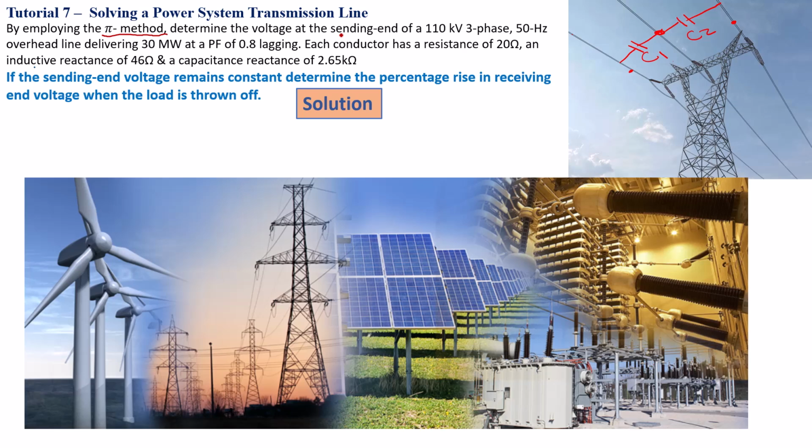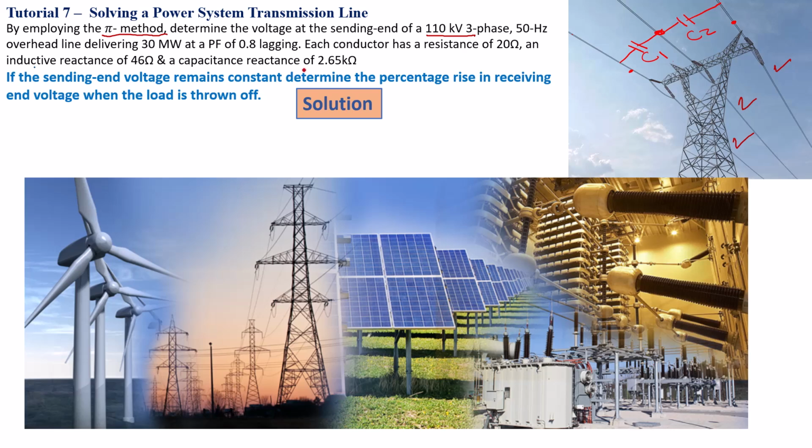They say we need to determine the voltage at the sending end of a 110 kilovolt three-phase system. Now, this 110 kilovolt is a receiving end voltage, okay? This transmission line is delivering about 30 megawatt at a power factor of 0.8 lagging, right? Typical transmission line system. Now, each conductor of the three-phase system, as we can see, 1, 2, and 3 conductors, they all have a resistance of 20 ohm and an inductive reactance of 46 ohm. Now, these are line parameters that cause voltage drop on your transmission line.